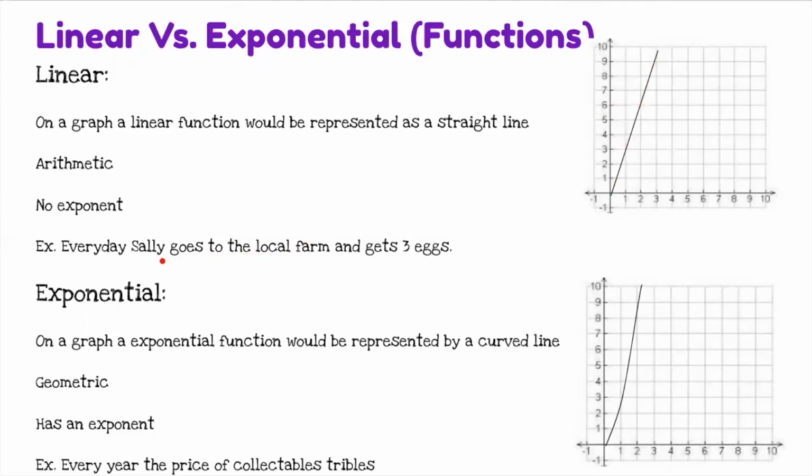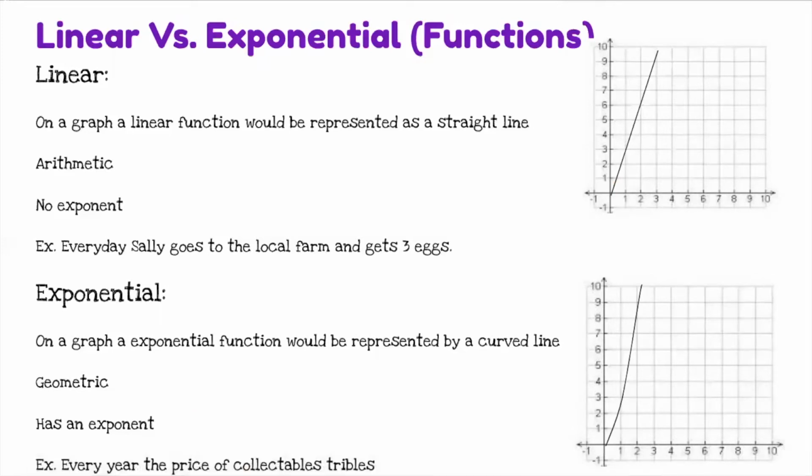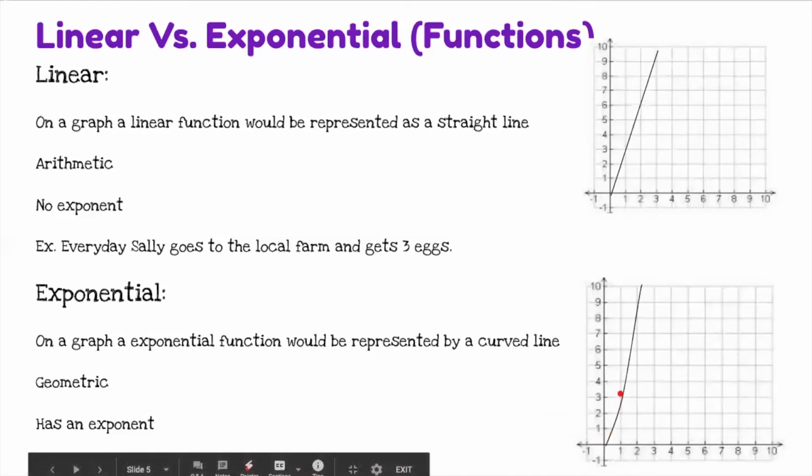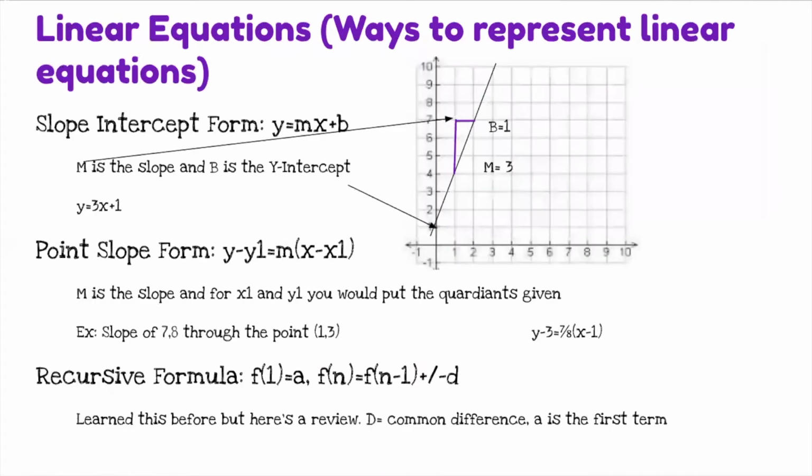And then exponential, here's an example. So every single year the price of collectibles triples. So you can see here, the first year it's 3, and then it triples to 9, and so on and so forth. It triples. 3 is the common ratio, so this is exponential.